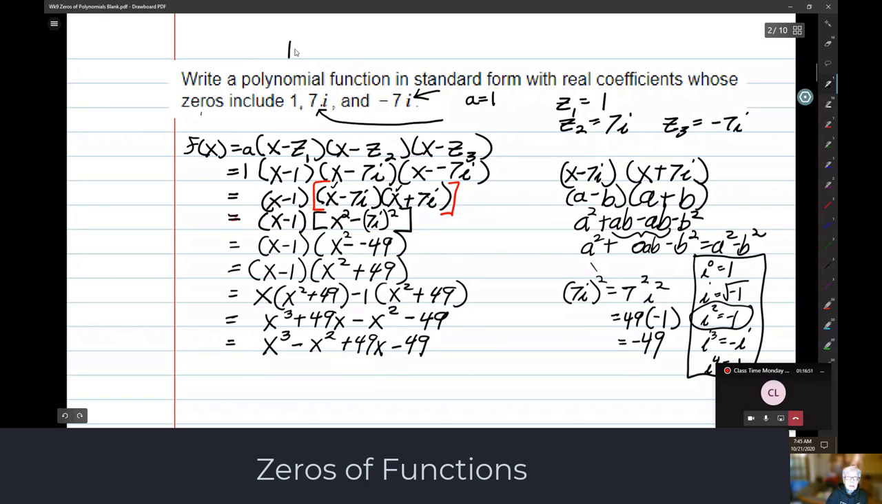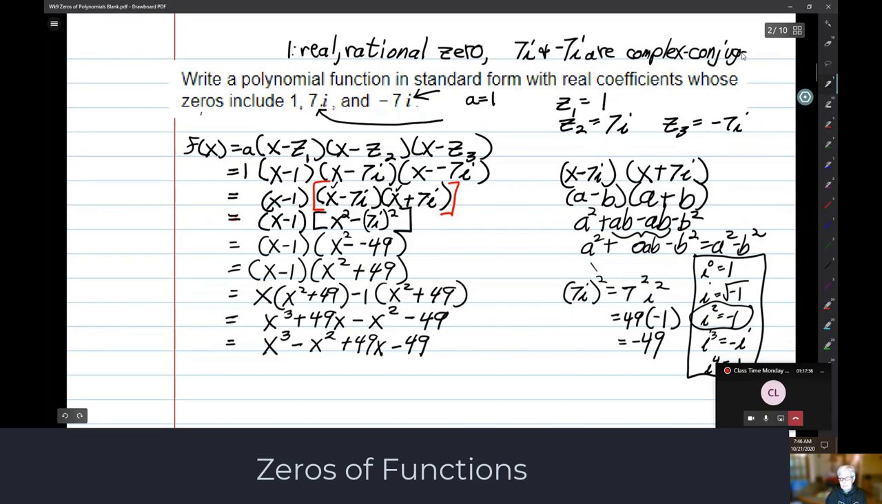And while 1 is a real rational zero, 7i and negative 7i are called complex conjugate zeros. Okay.